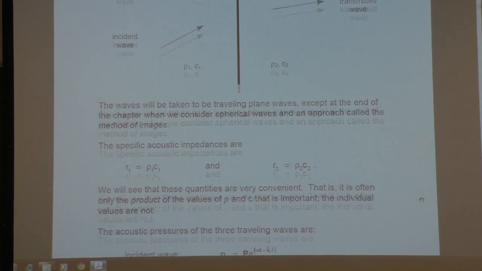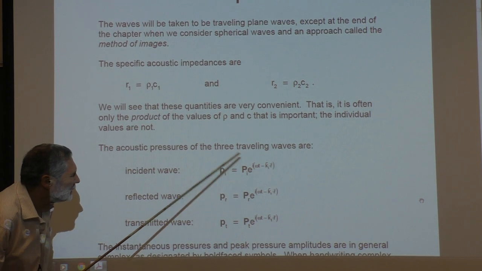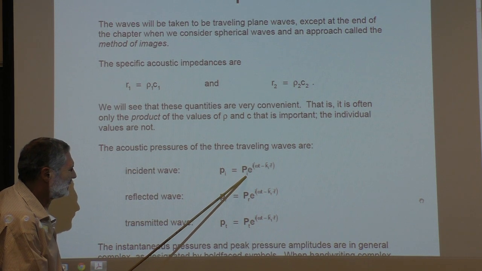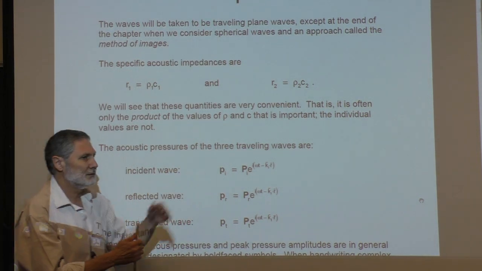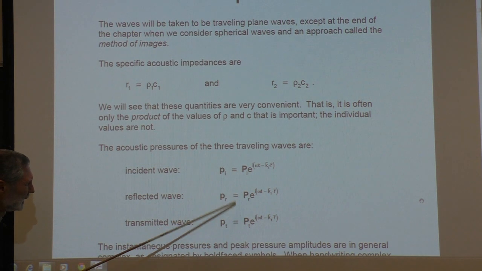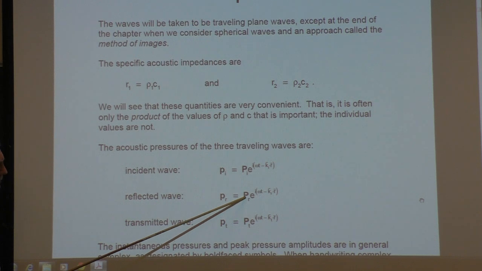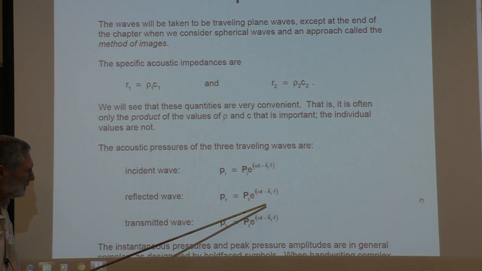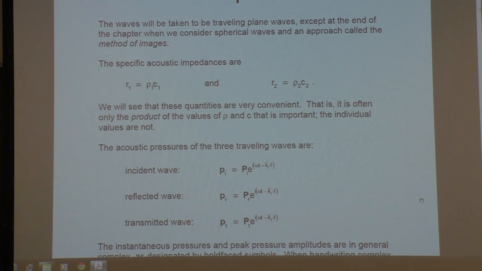So for plane traveling waves, here's what we have. This is a plane traveling wave. This is the incident wave. That's what the I stands for. This is our usual wave propagation phase factor in 3 dimensions that we discussed in the last chapter. There's a reflected wave. These are pressures, with some pressure amplitude at the origin. These capital P's are the pressure amplitudes at the origin. There's an R here for reflected, and then finally transmitted.